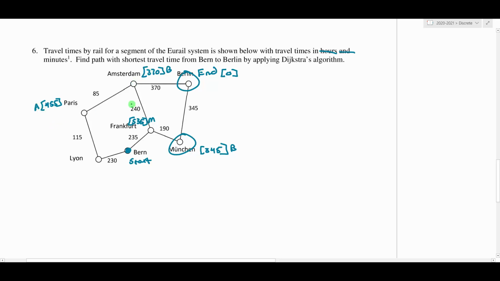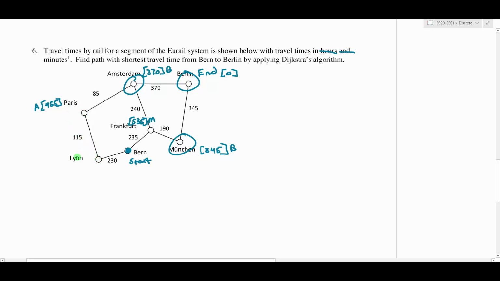And then here we've got 370 plus 240, which is 610. All right, so 610 is longer than what we already have there, so I'm not going to replace the time that I have at Frankfurt. All right, so Amsterdam is done. So we're still analyzing, right? I got 2 vertices. 455 is shorter, right? And it's only got 2 edges. One goes back to Amsterdam, which we already visited, so we're not going to do that one. So we got to do 455 plus 115 to Lyon.